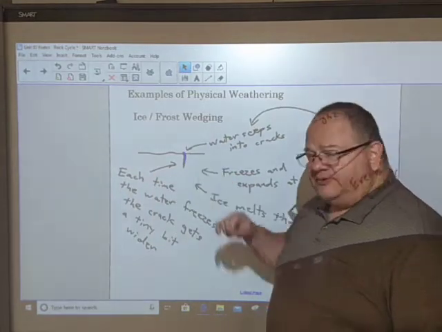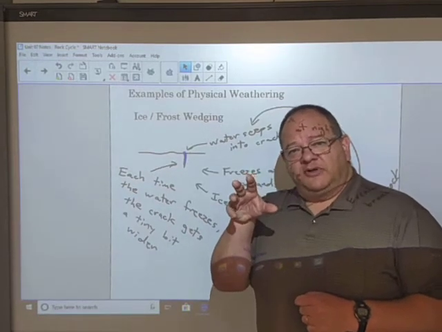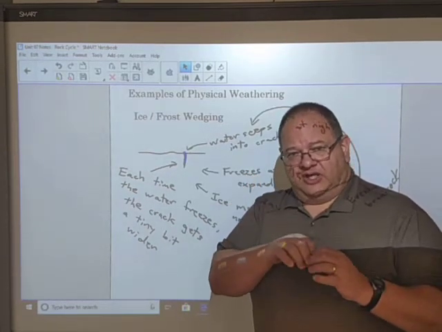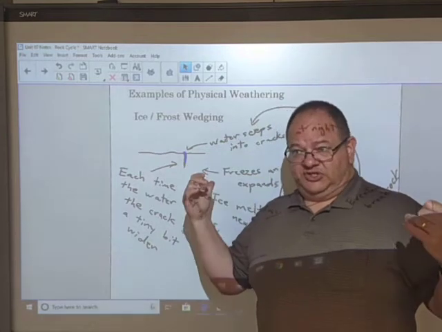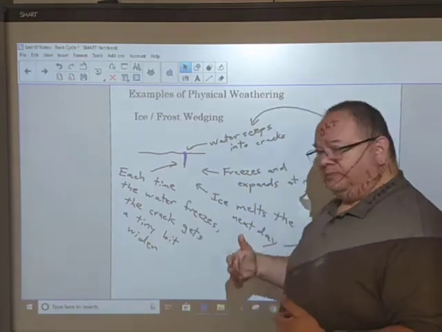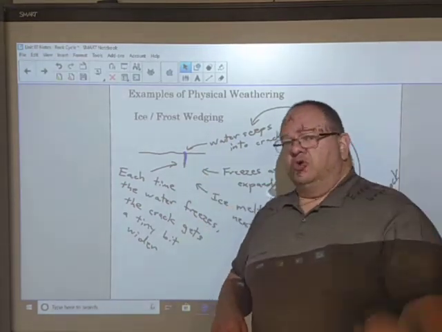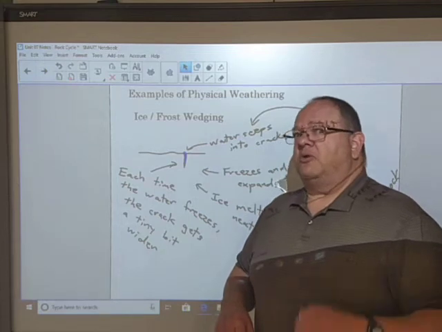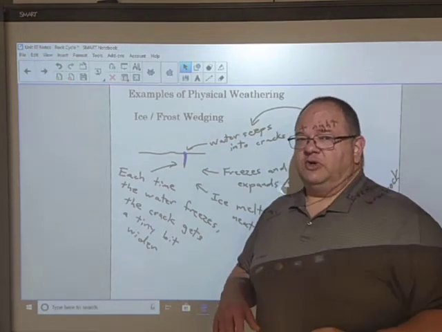I don't know what made the crack, but let's imagine we have a crack. And some water seeps into that crack. And it's maybe warm enough in the daytime that water seeps in, but at night it gets below freezing. This time of year, we just had several days that did this. So at night, that water freezes. And you may remember from other things that water is one of the rare substances that expands when it freezes.